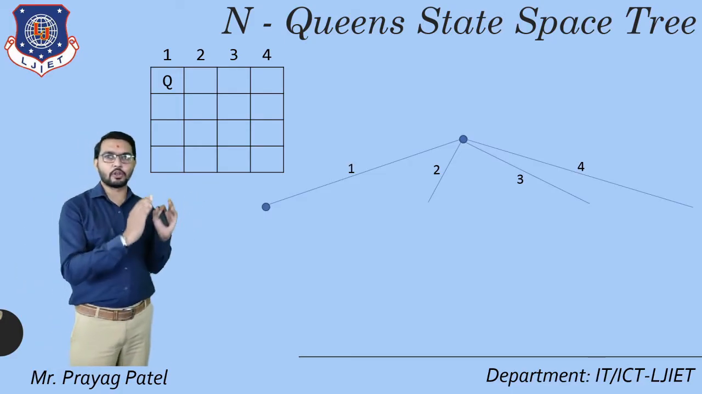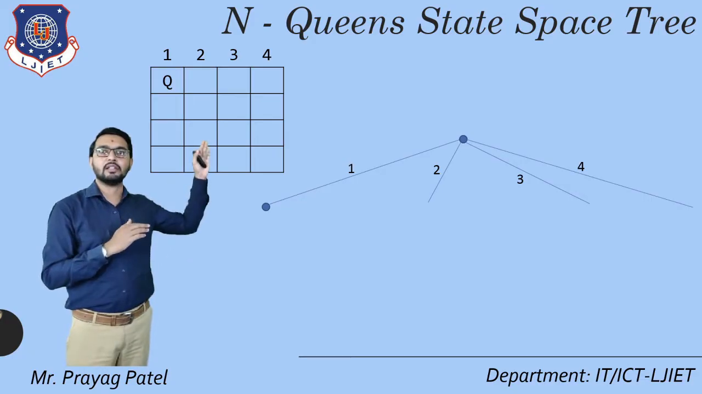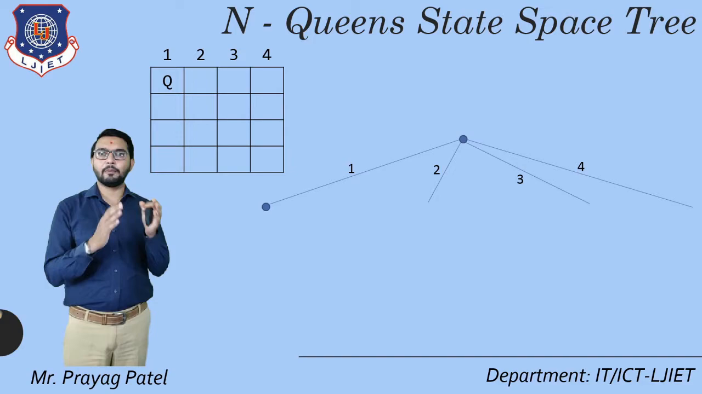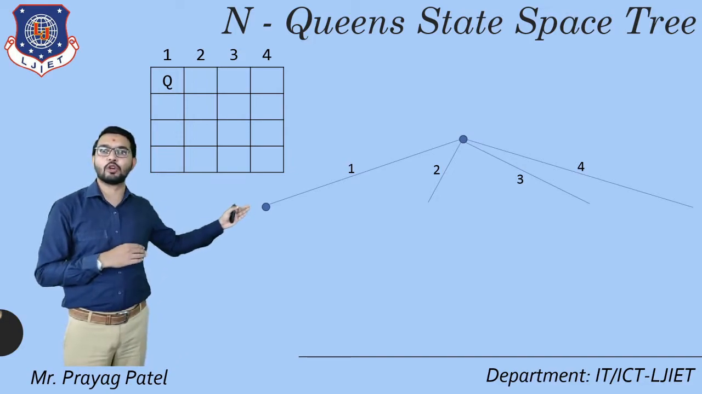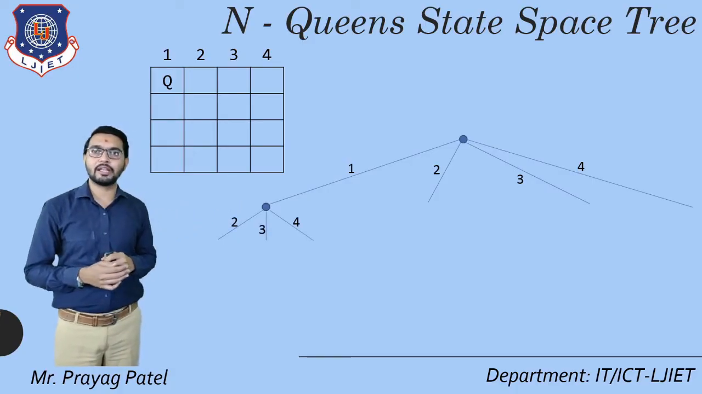Now consider only the first possibility. If we put the queen at the first column in this 4 cross 4 chess box, then what are the other possibilities for row number 2? Because this node is at level number 2, which means row number 2. So in row number 2, how many possibilities are there?